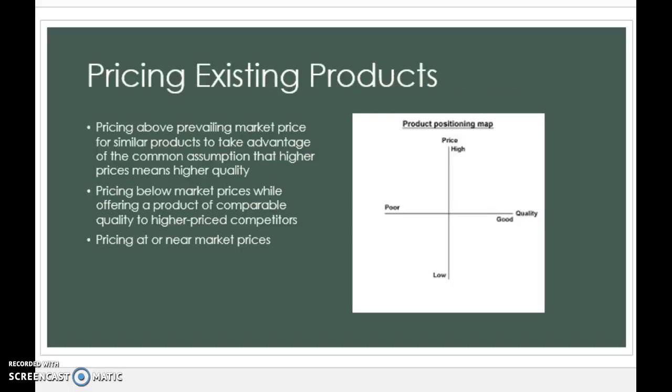Pricing for existing products follows 3 options. The first is pricing above prevailing market prices for similar products to take advantage of the common assumption that higher price means higher quality. The second is pricing below market prices while offering a product of comparable quality to higher-priced competitors. The third is pricing at or near market prices.